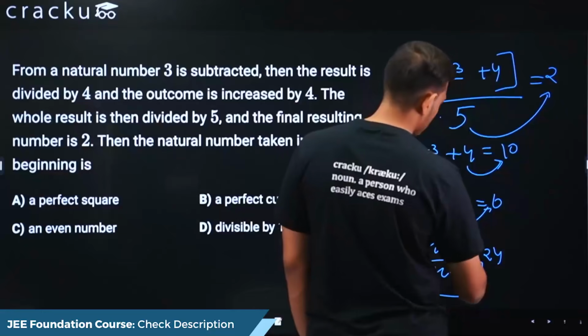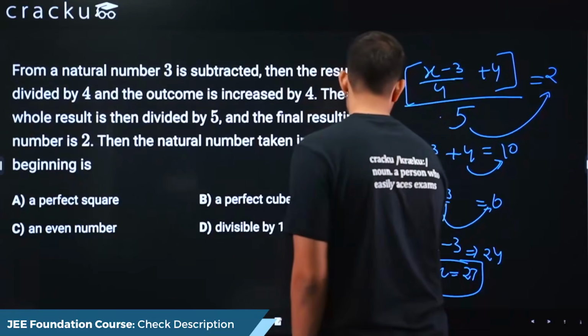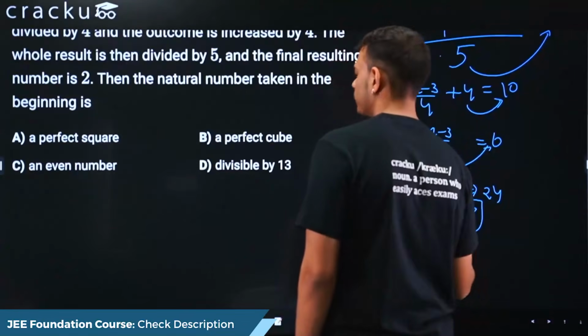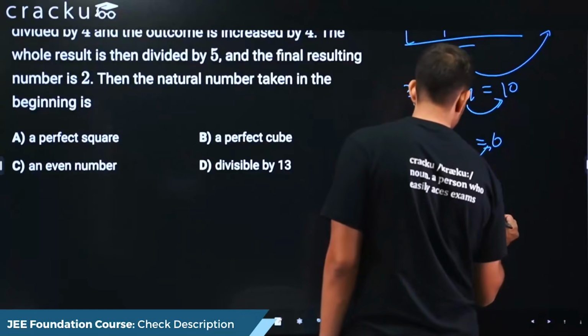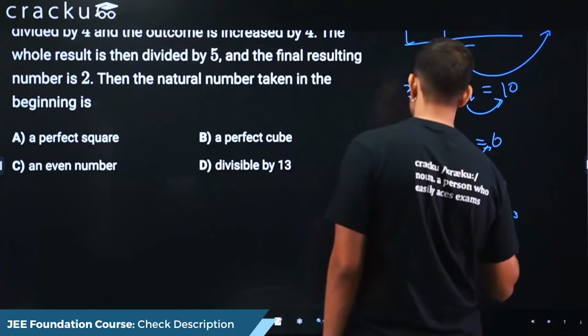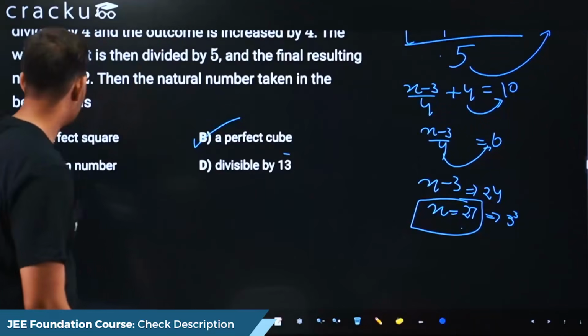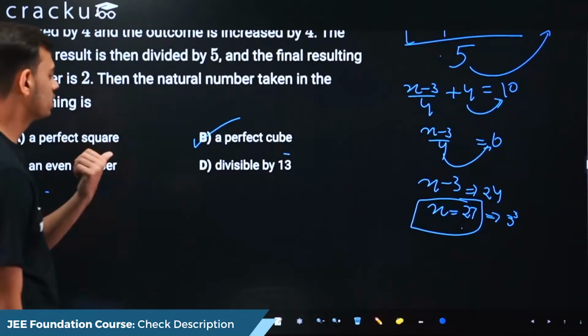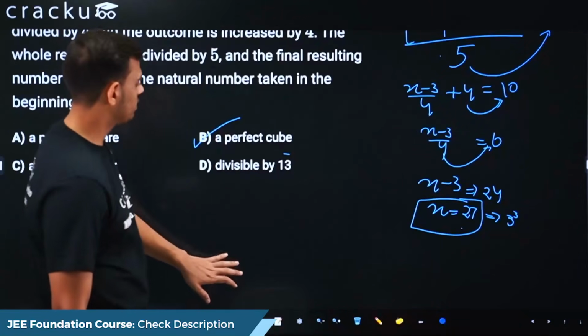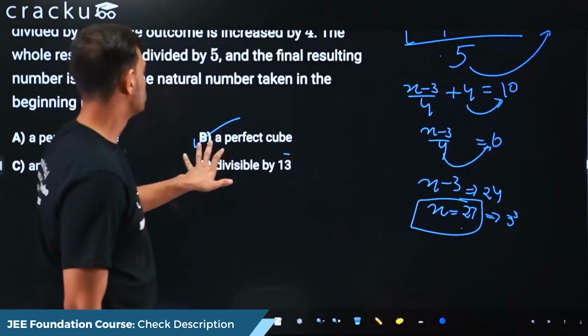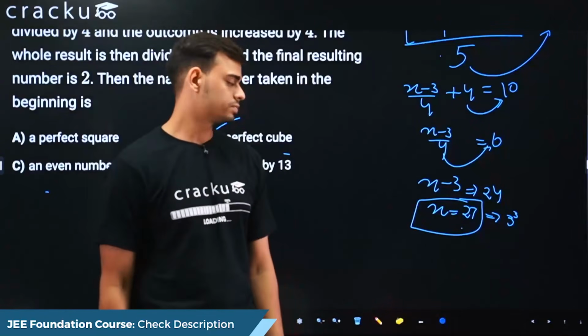Now we need to choose the correct option depending on this number. Is it a perfect square? No. 27 is a cube of 3. Is it a perfect cube? Yes. Correct answer is option B. An even number? No, 27 is an odd number. Divisible by 13? No, 27 is not at all divisible by 13. So the correct answer will be option B.